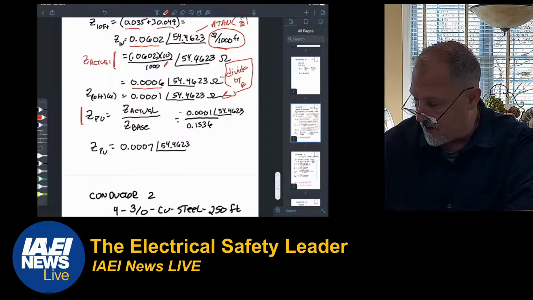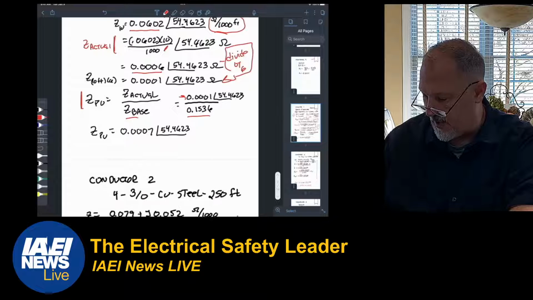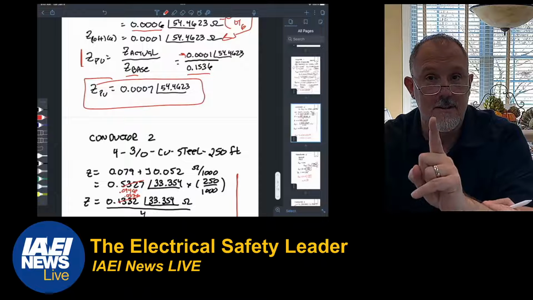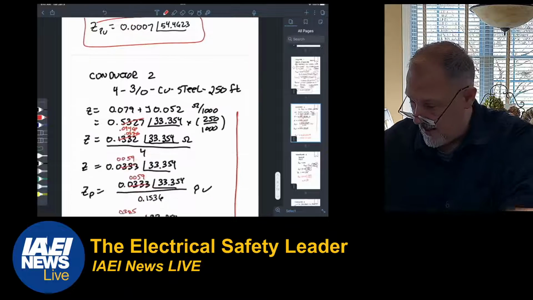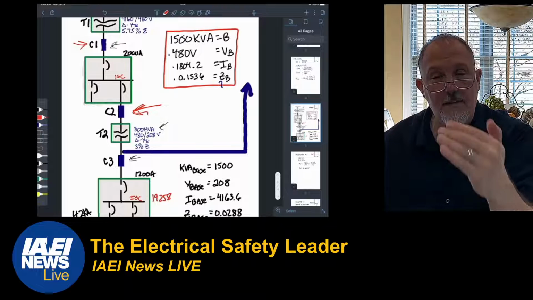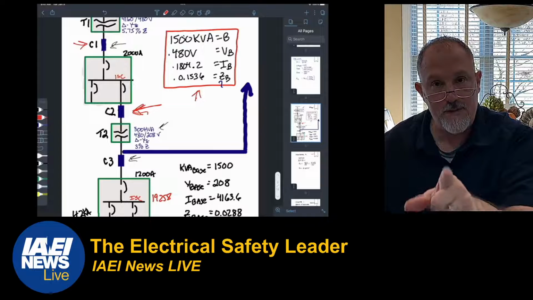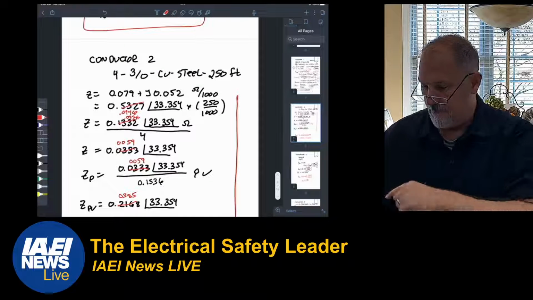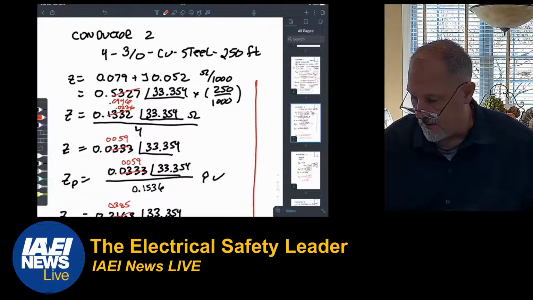I take Z actual, which is 0.0001, divide that by Z base, which is 0.1536, and this is my per unit impedance for that first conductor. So it's a lot of math to get to that value. Now, conductor 2, where's conductor 2? Conductor 2 is still on the 480 volt side. I still use the same base values. I'll still use the 0.1536, and I believe here is where I made a math error. I did.